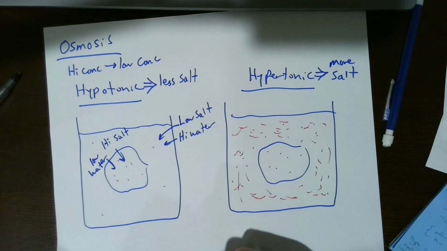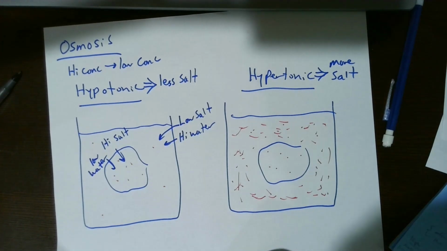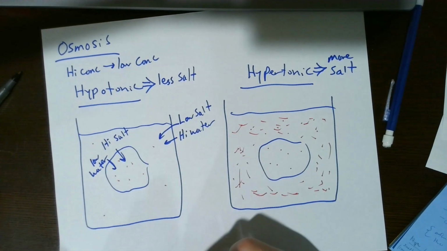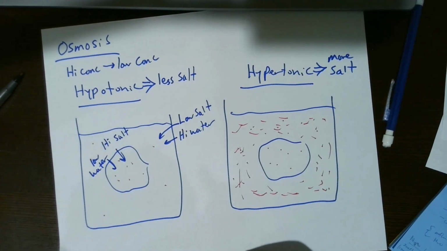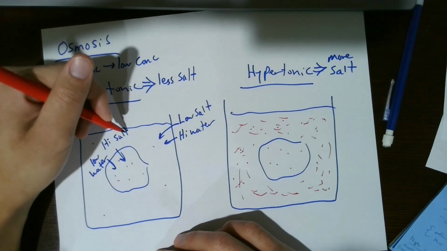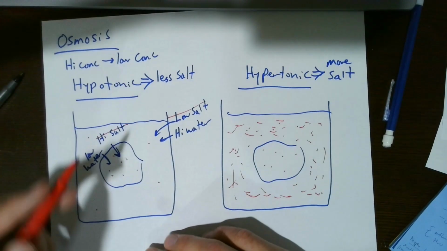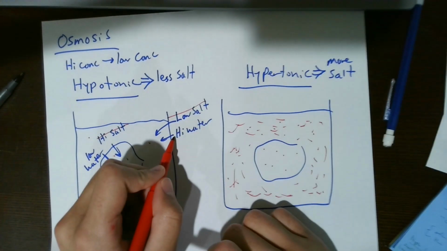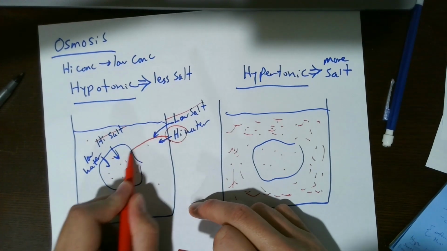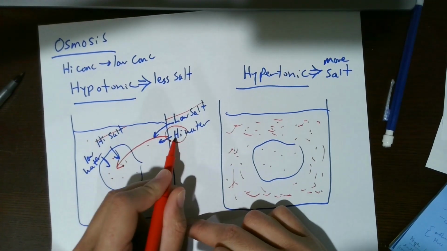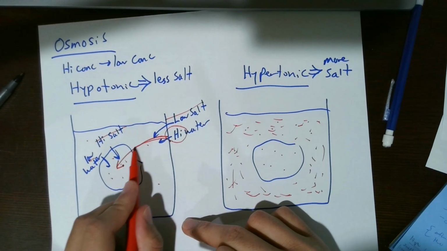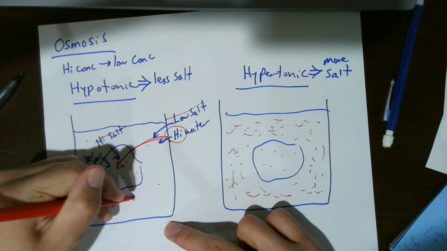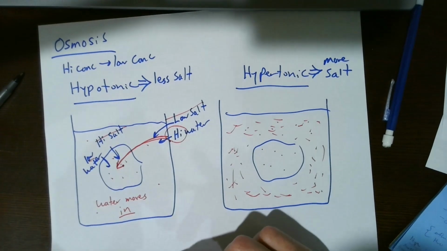Alright? So now, after I label both sides, the outside and the inside, I forget about the salt, and I just focus on the water. Water goes from high concentration to low concentration, so I draw an arrow from high to low. Because the outside is high and the inside is low, we're going from high to low. So in this case, the water moves into the cell.